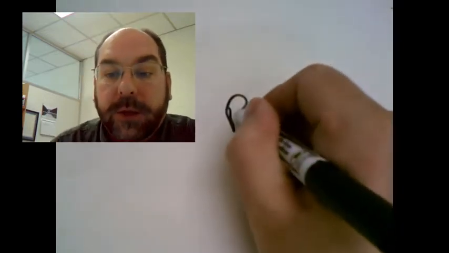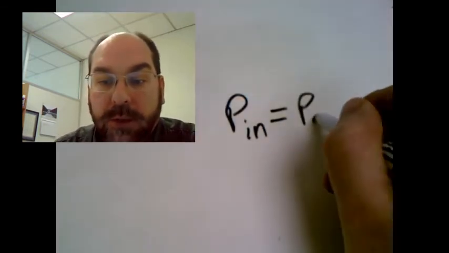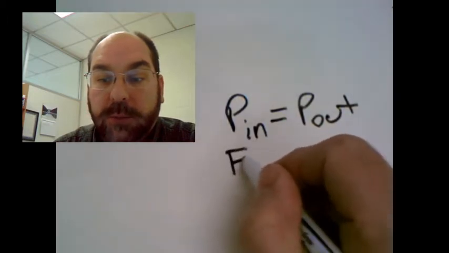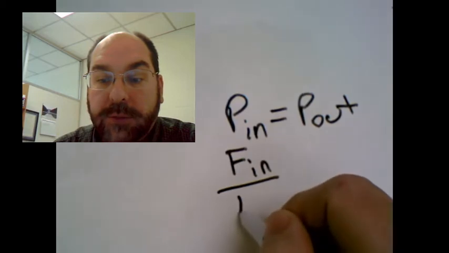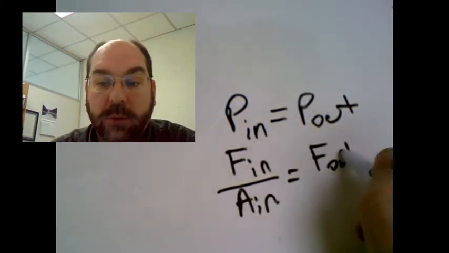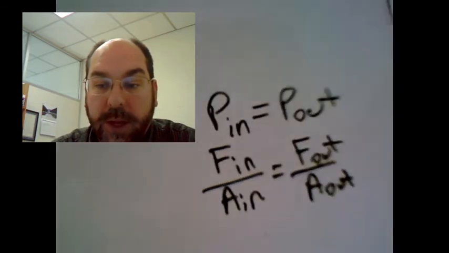Alright, so we got to figure out what's going on here. We're talking about pressure in equals pressure out. So we have an enclosed fluid, so the pressure is going to be the same throughout, and that means force in over area in equals force out over area out, right? Breaking that down, we did that in class.